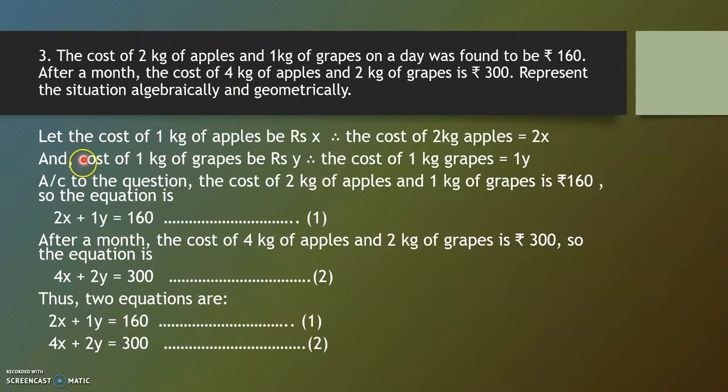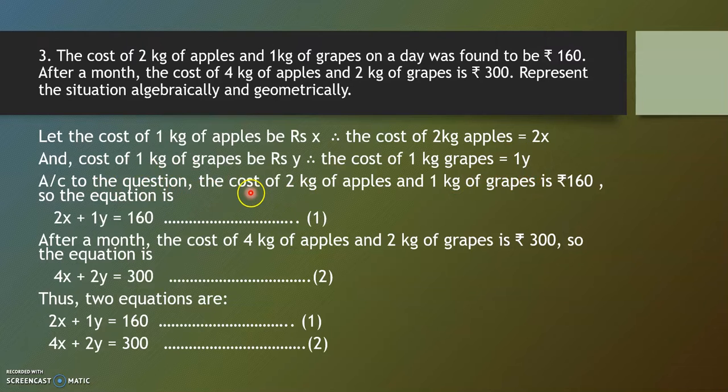So let the cost of 1 kilogram of apples be rupees x. Therefore, the cost of 2 kg of apples कितनी हो जाएगी? 1 किलोग्राम की x रुपीस है तो 2 kilograms की हो जाएगी 2x. ठीक है? And the cost of 1 kilogram of grapes, हमने माना grapes की 1 किलो की cost कितनी है y. So cost of 1 kilogram of grapes कितनी हो जाएगी 1y. That will be the same.